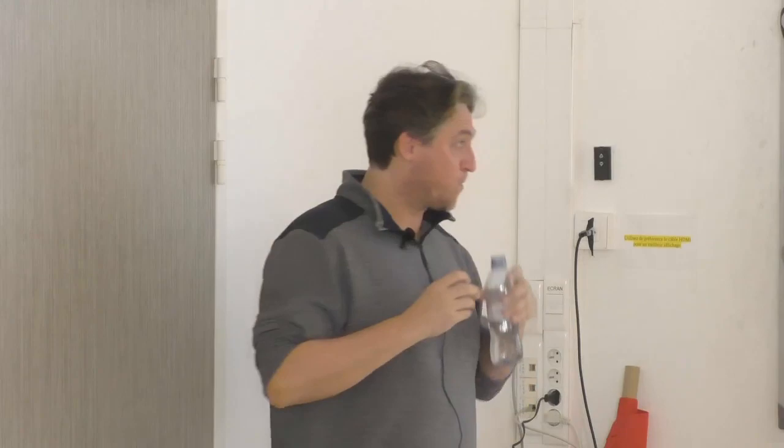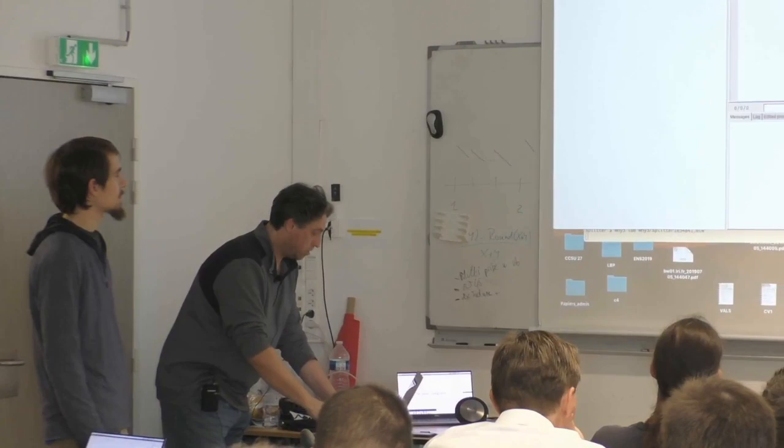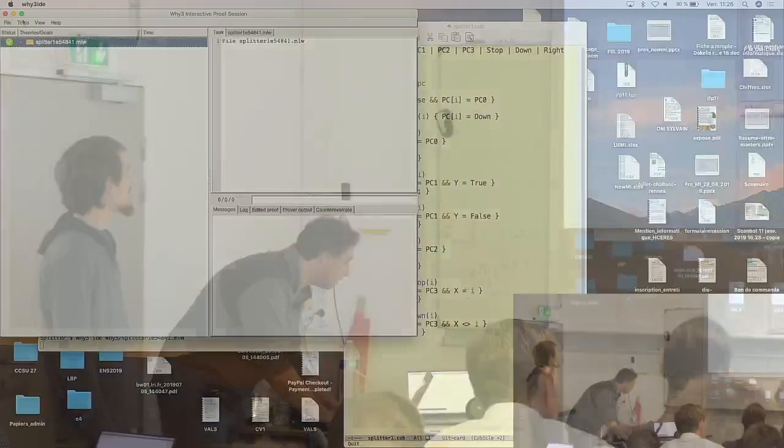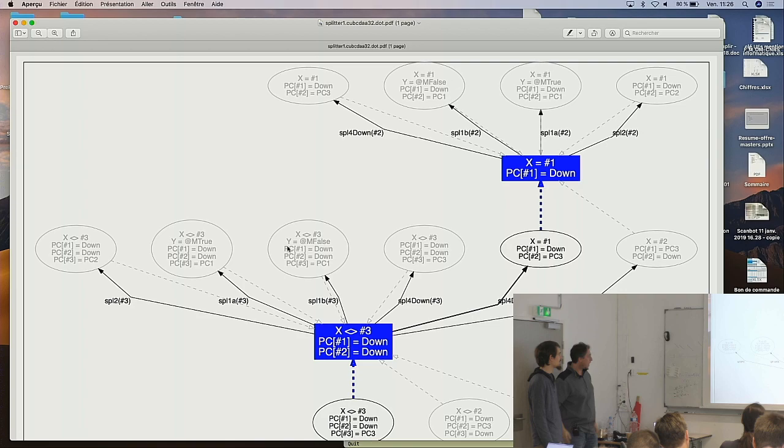Can you go back to the Dutch example, please? The Cubicle file? The fixed number of processes. Ah, okay, you mean when I run Cubicle? Yeah, the graph. Okay, no problem. You want to show that? Yes. So I don't understand. You abstract into this invariant. Yeah.